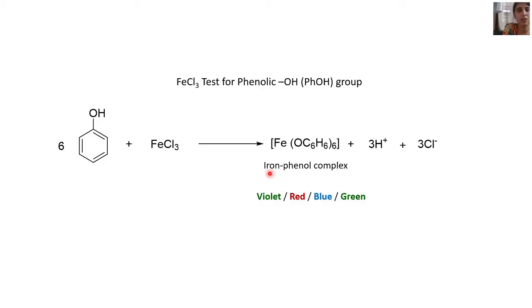Now test for phenolic OH group. FeCl3 test, ferric chloride test for phenolic OH group. If we react phenolic OH compound to the ferric chloride solution freshly prepared, the iron phenol complex will generate and this complex is of different color, violet, red, blue or green.